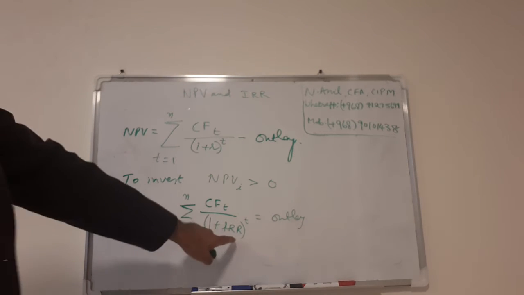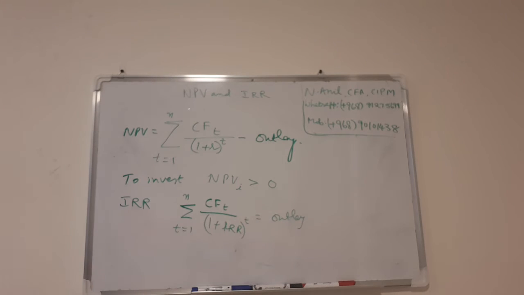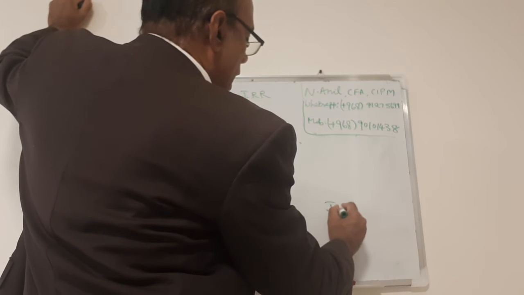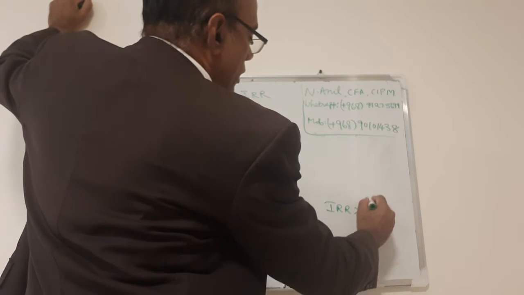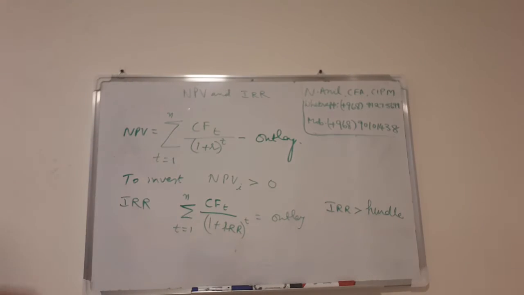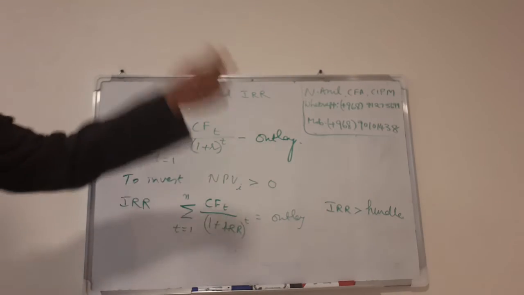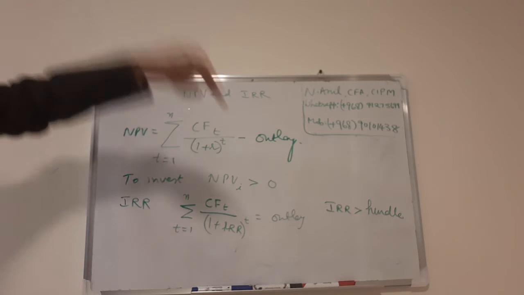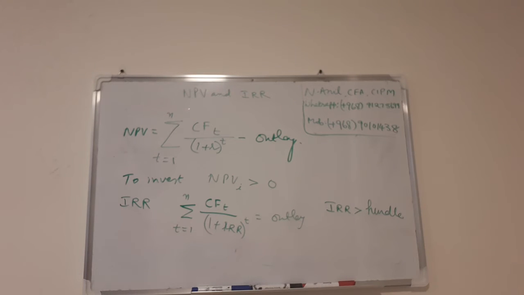So this rate of return which satisfies the equation, that is called IRR. Now you should invest if the IRR is greater than a hurdle rate. That is the minimum rate of return acceptable to you. You should invest only when IRR is more than the hurdle rate, otherwise you should not.